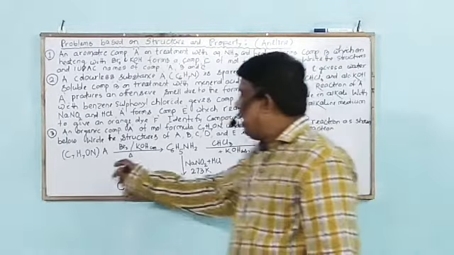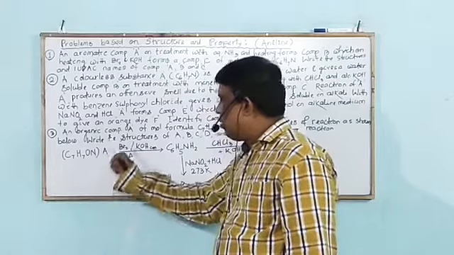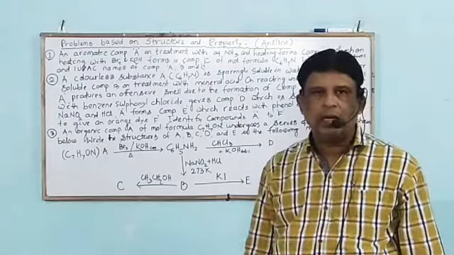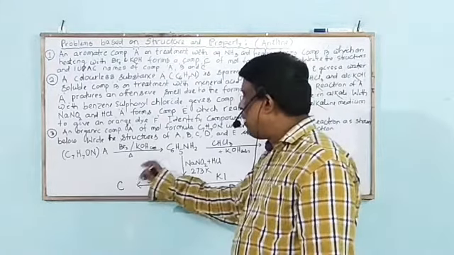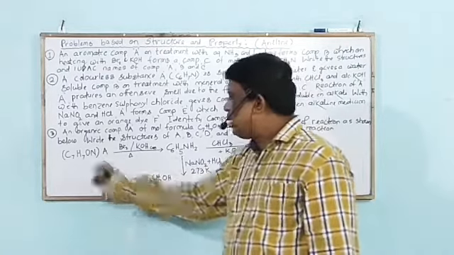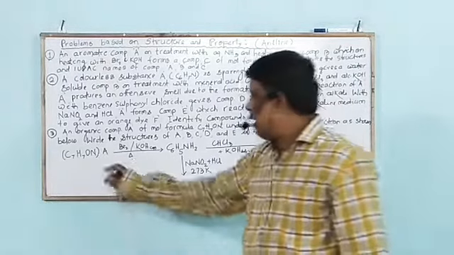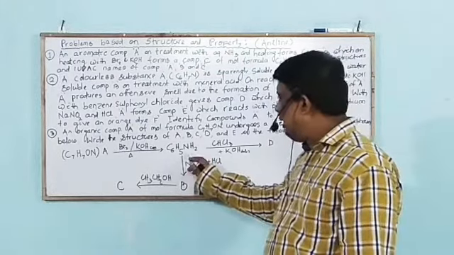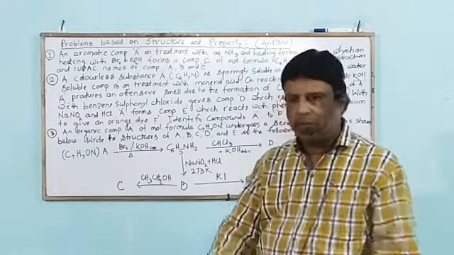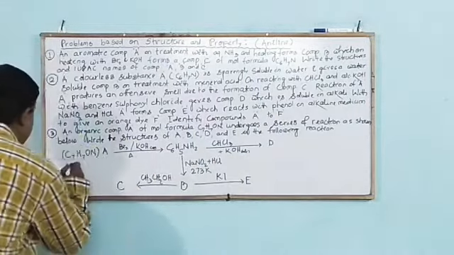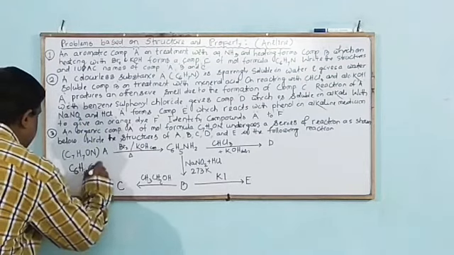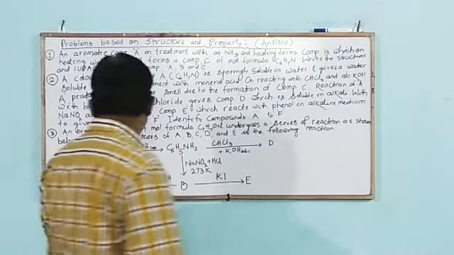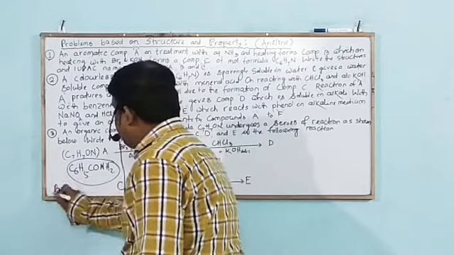Mark that A has the formula carbon, hydrogen, oxygen, nitrogen. When heated with bromine in presence of aqueous alkali, that means it is the Hofmann bromamide reaction to give aniline, so this one is an aromatic amide. An aromatic amide responds to Hofmann bromamide reaction to give aniline, which means A is benzamide, C6H5CONH2.